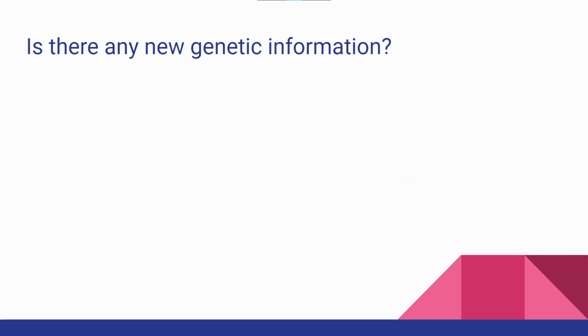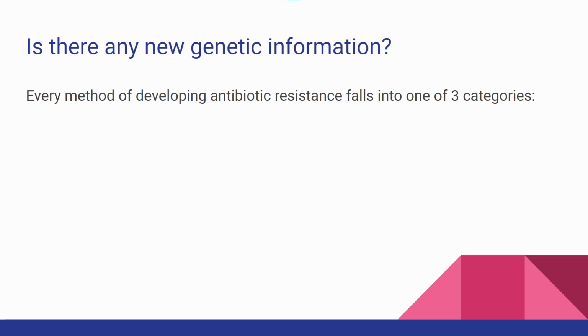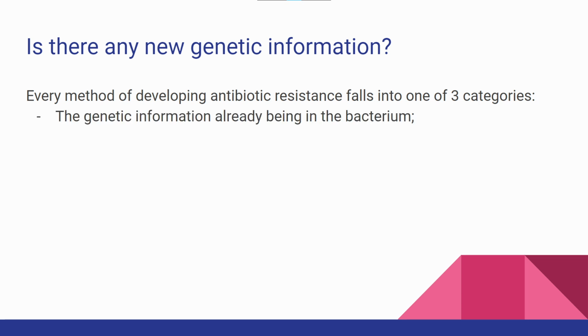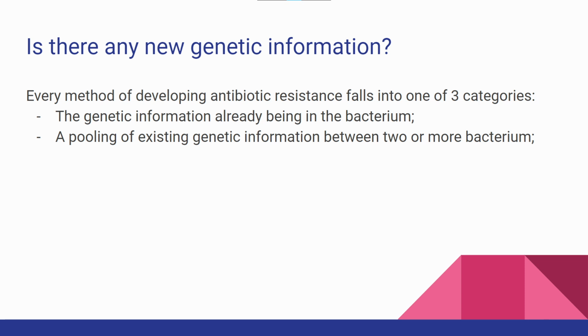The second issue here: is there any new genetic information when a bacterium develops antibiotic resistance? There's not. All of the methods that we looked at for a bacterium developing antibiotic resistance fall into one of three categories. Number one, it could be that the genetic information was already inside the bacterium. It was just born with it naturally. Second, it could be a pooling of existing genetic information between two or more bacteria, whether it's conjugation or some sort of DNA transposition from an outside source. The information already exists, and it's just being pooled together inside the bacterium.